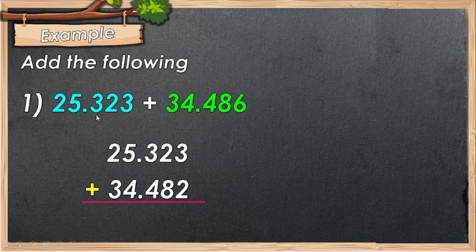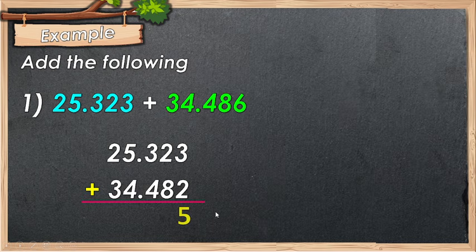So we have 25 and 323 thousandths plus 34 and 483 thousandths. So again, align the decimal point in column. You need to place the decimal points aligned vertically. Then proceed to addition as a whole number.